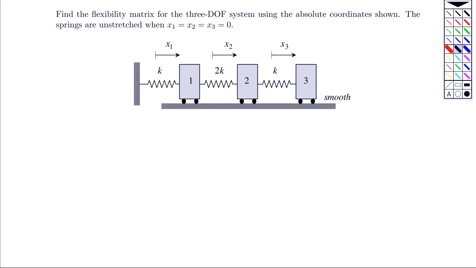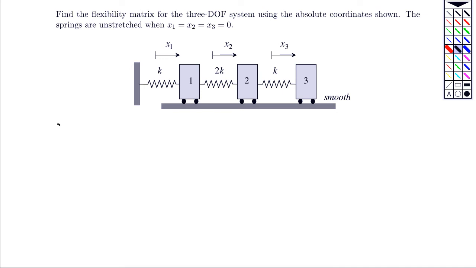In this example, we're asked to come up with the inverse of the stiffness matrix for the 3 degree of freedom system that is shown. We have absolute coordinates of x1 and x2 and x3. And to get this, we're going to use the influence coefficient approach.